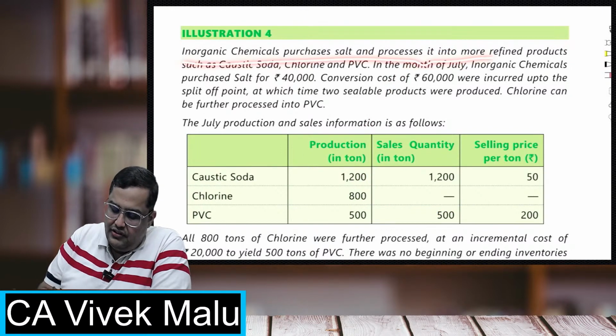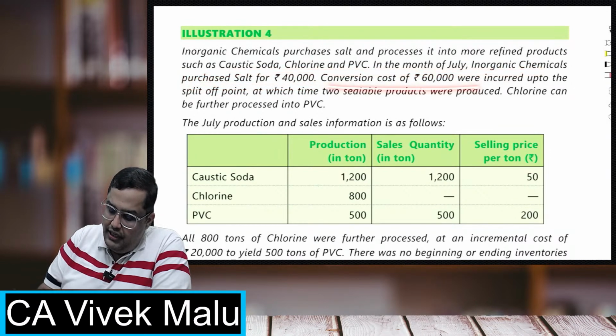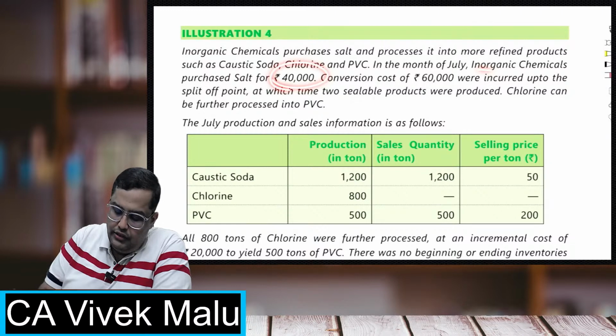Inorganic Chemicals purchases salts and processes them into more refined products such as caustic soda, chlorine, and PVC. In the month of July, Inorganic Chemicals purchased salt for 40,000. Conversion costs of 60,000 were incurred up to the split-off point, at which point two sellable units were produced. So, how much is the joint cost? We have purchased some salt for 40 and conversion cost of 60. So, there is a total cost of 1 lakh.